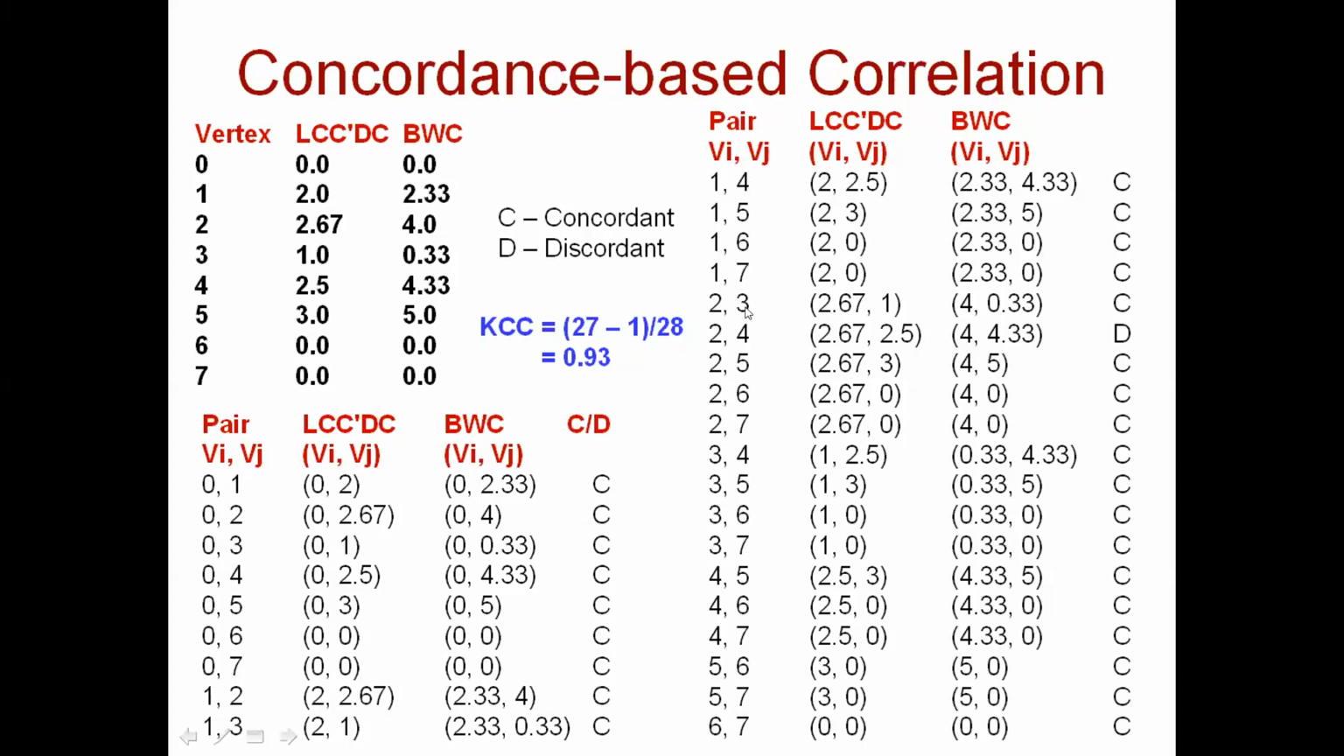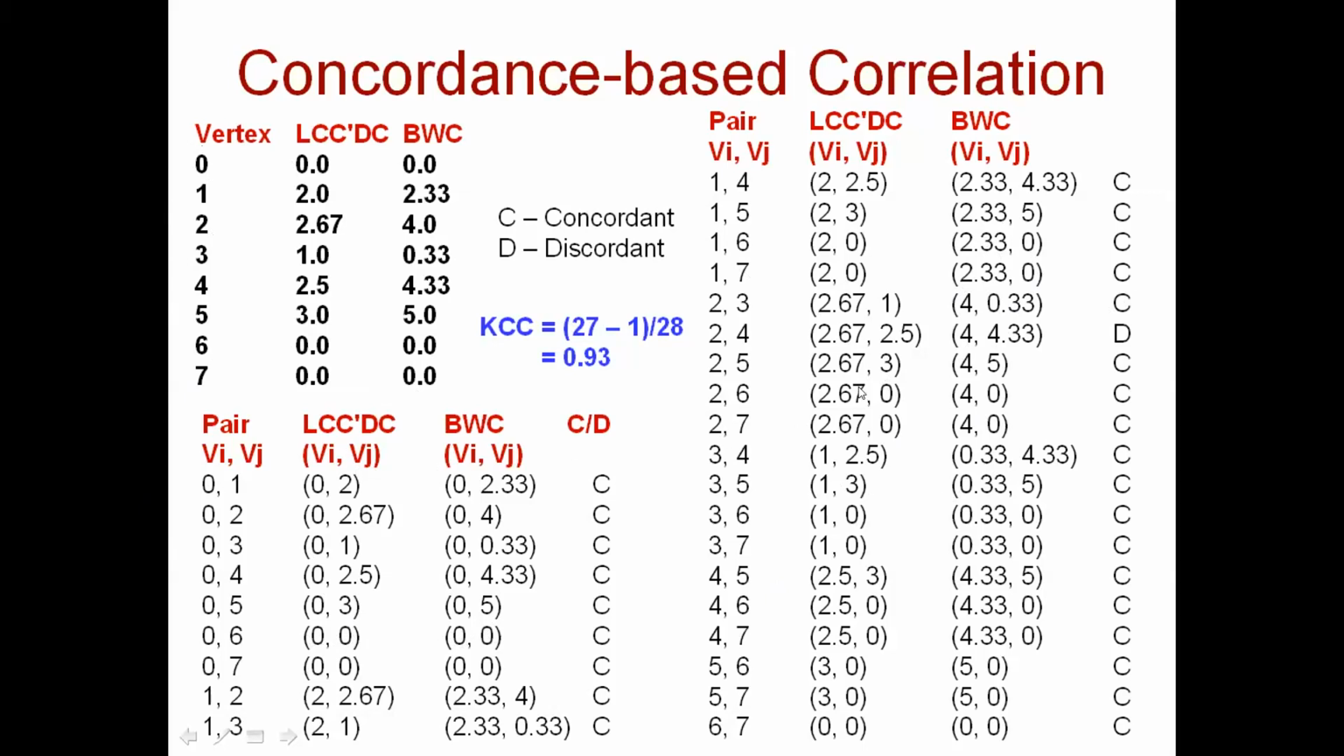Similarly, the other way, for example, the LCC prime DC of node 2 is 2.67, greater than that of Vj, which is 1. The betweenness of Vi is also greater than betweenness of Vj. So such a pair is also called concordant. Or if they are equal, then the other side also has to be equal. So like here, LCC prime DC of Vi equal to Vj, same as betweenness of Vi equal to betweenness of Vj. So we count such concordant pairs among all possible pairs of these 8 vertices. That will be 28 pairs of vertices for 8 vertices.